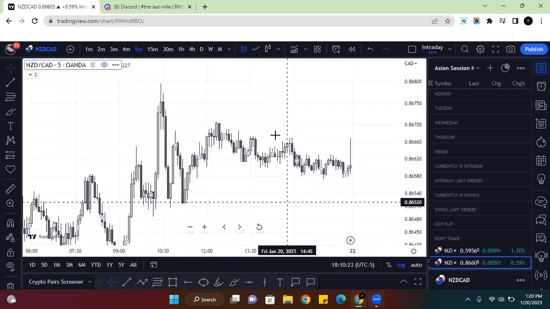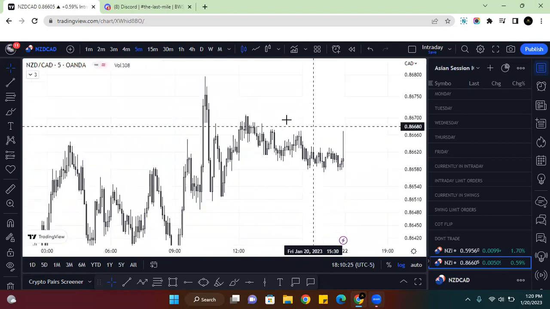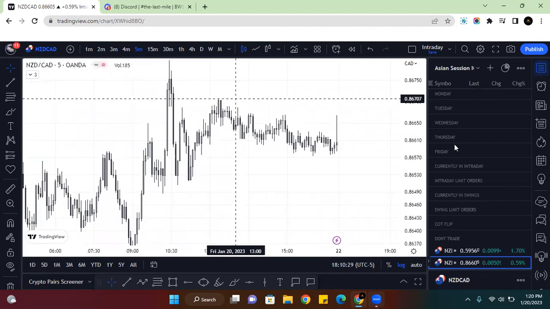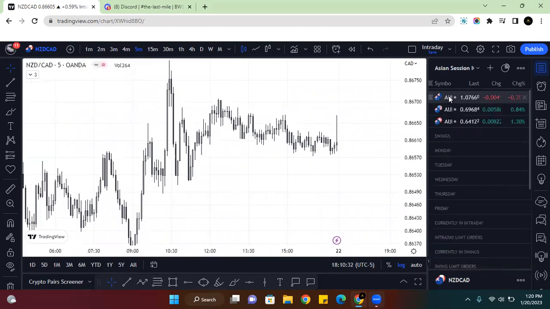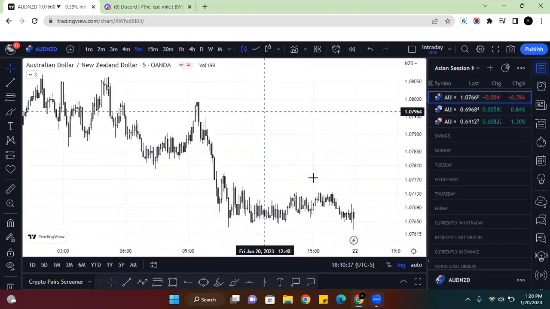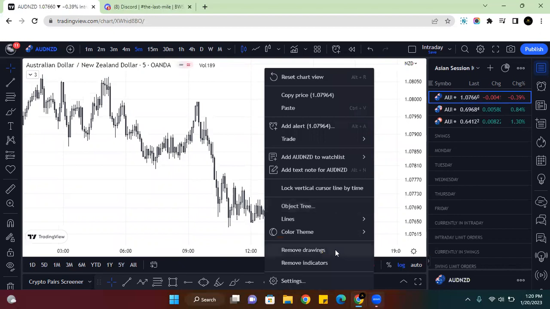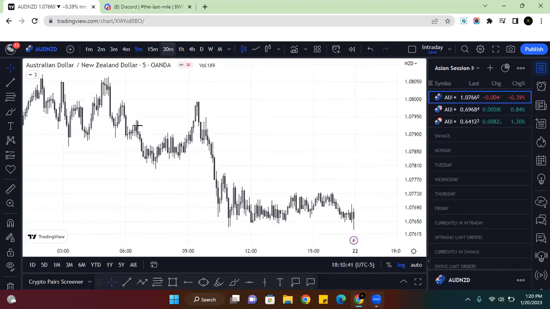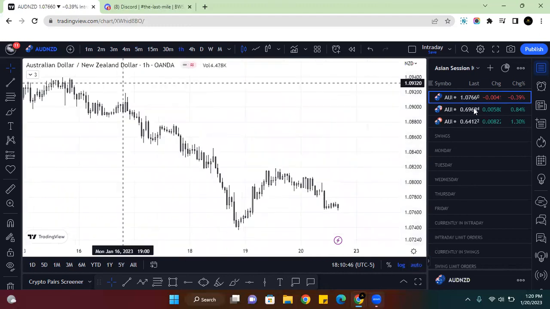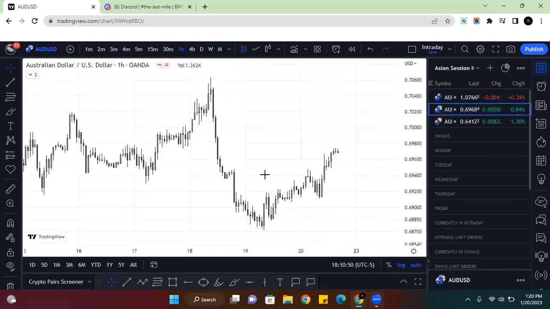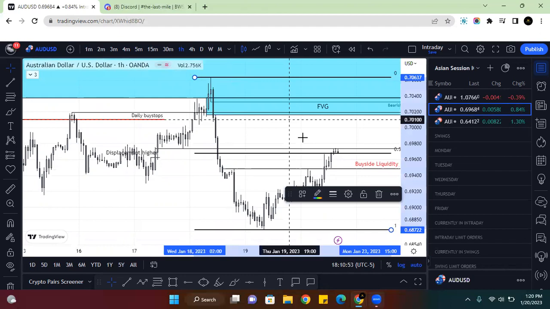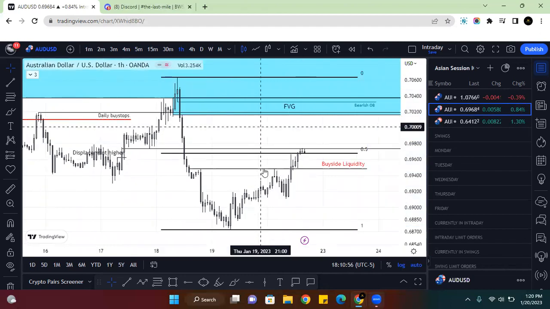So, getting to the lesson real quick. NZD CAD was one that I was looking at. Let's find a pair. Sure, this will work. Australian dollar, New Zealand dollar has been bearish. So we're gonna see if we had a daily, or this is not the one that had the buy side liquidity take that I wanted. I think this was the one that did. AUD USD.